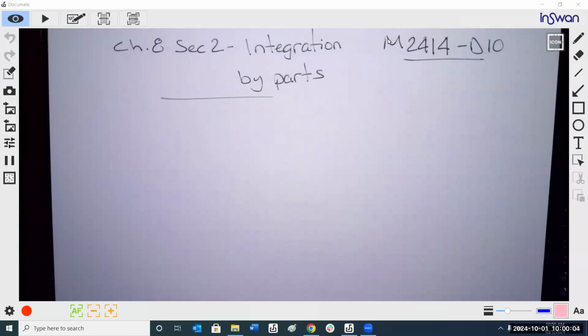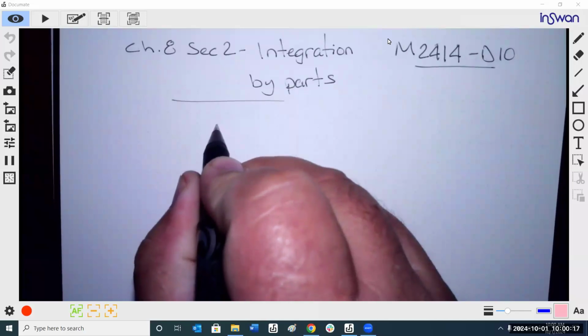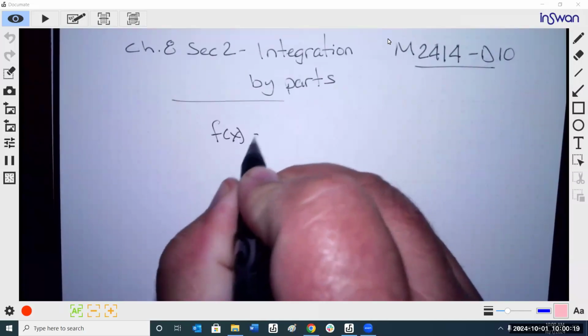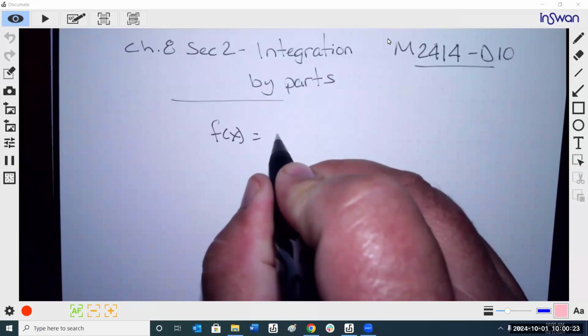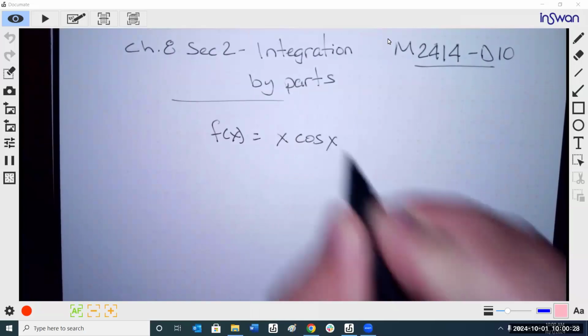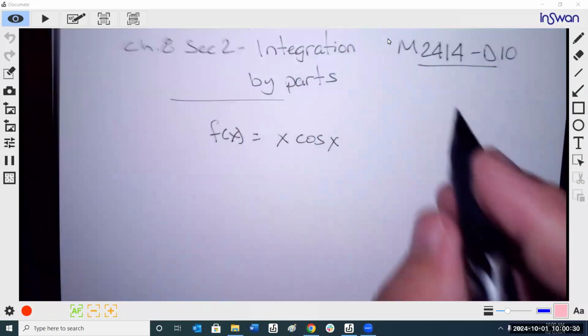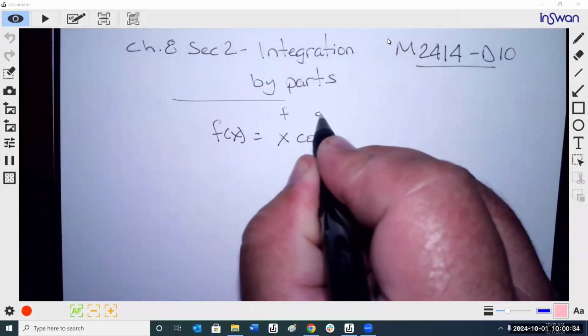All right, now we're going to look at integration by parts. We've actually looked at this earlier. We've done derivatives by parts. If you think about it, if we had a function that looked like this, this has two parts. This is the f part, and this is the g part.